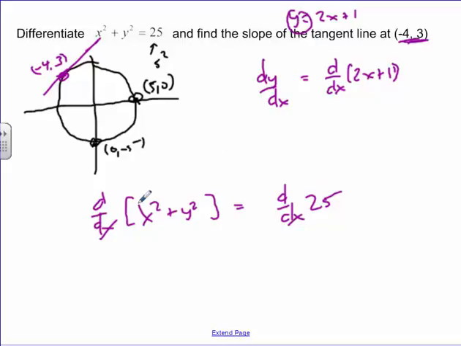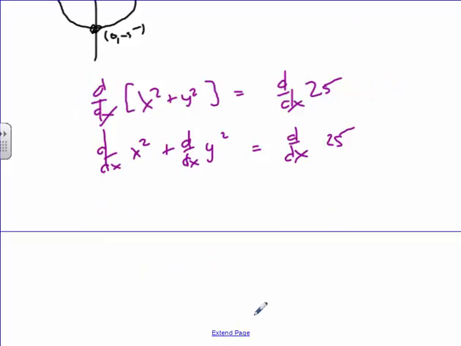Okay, well, now according to our addition rule, this really means take the derivative with respect to x of x squared, and then add to that the derivative with respect to x of y squared, and then that'll equal the derivative with respect to x of 25. So I actually have to take 3 derivatives.